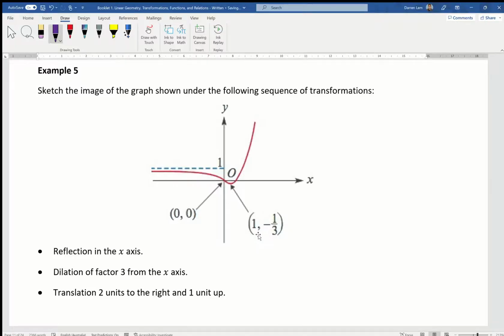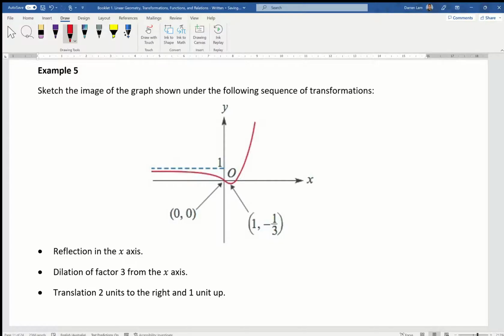Now we're focusing on the image of the graph under transformations. Again, it's specifically under a following sequence of transformations. In this case, we're reflecting in the x-axis, dilating by a factor of 3 from the x-axis, and then translating 2 units to the right and 1 up. So again, we tackle it step by step. A reflection in the x-axis. Now, does that only affect the line? Essentially, yeah. Does it affect our asymptote?